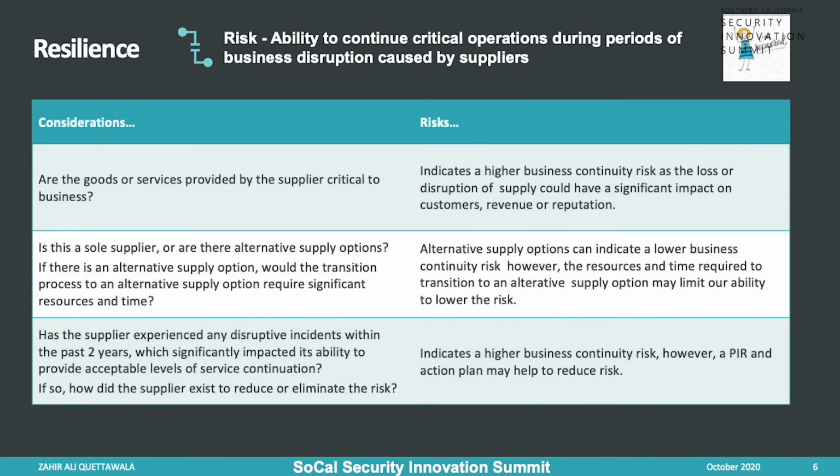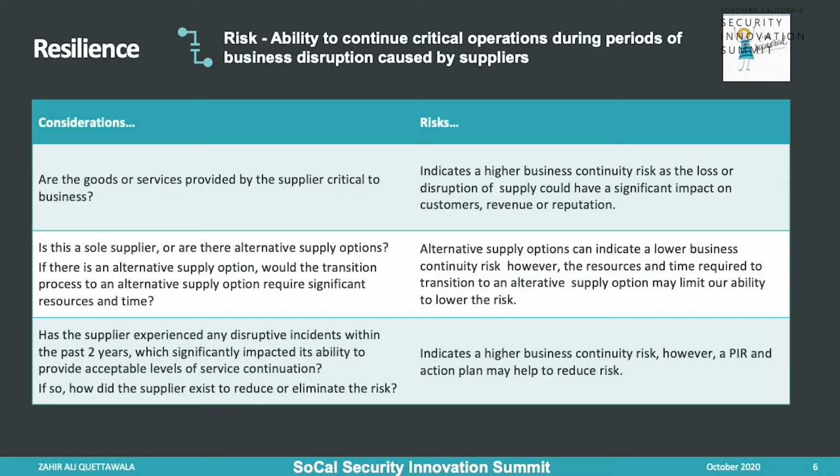Then going to the next point, which is resilience. That is the risk to the ability to continue critical operations during periods of business disruption caused by suppliers. This is something very serious, and even in my organization, in my experience, I've seen that at times, especially with suppliers with a low volume or that are not critical, and even if they are critical, this BCP concept is normally ignored or not considered very seriously. So remember, in the current world, with its ever-changing scenario, it has become so important that the BCP concept is covered, properly understood and reviewed before the supplier is engaged.